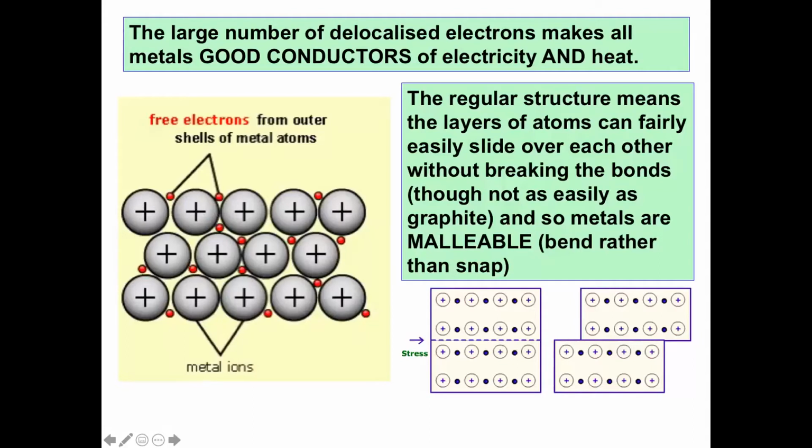So as you can see from the little model, the huge numbers of delocalized electrons make them good conductors of electricity and heat because they are constantly moving around, they can carry the current. And the regular structure means the layers of atoms slide over each other fairly easily without breaking the bonds, although definitely not as easily as graphite. Graphite's layers definitely slide much more easily. And so they are malleable, they bend rather than snap. And as I talked about, because these are positive and they're being pushed along, they won't start repelling one another because of the sea of delocalized electrons, whereas ionic would be swapping from negative and positive, and they'd end up lining up and repelling one another.